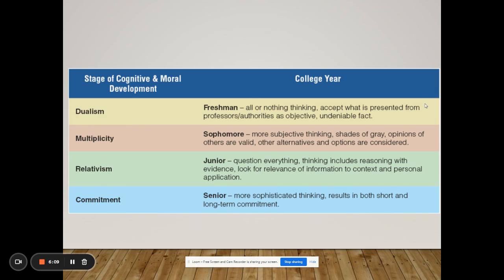So in your textbook, here's a chart that will explain those four overarching categories. And you can kind of think of dualistic thinking as being like a freshman in college. You come in, you don't really know much, you're coming into your own. And by sophomore year, you might be more multiplistic in your thinking. You start to question some things. And then by junior year, your thinking is more sophisticated and relative. And then senior year, it's long term, you're committed to it, you're in it for the long haul. And that is everything you need to know about advanced critical thinking.